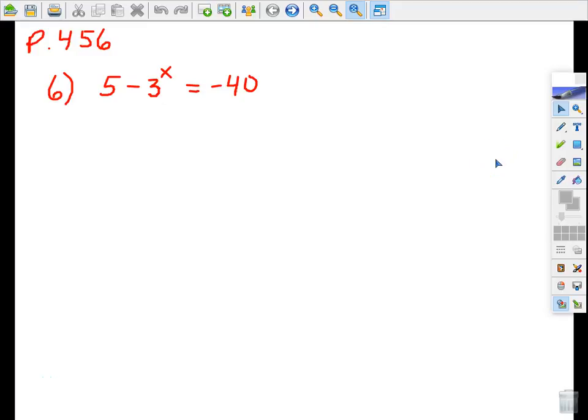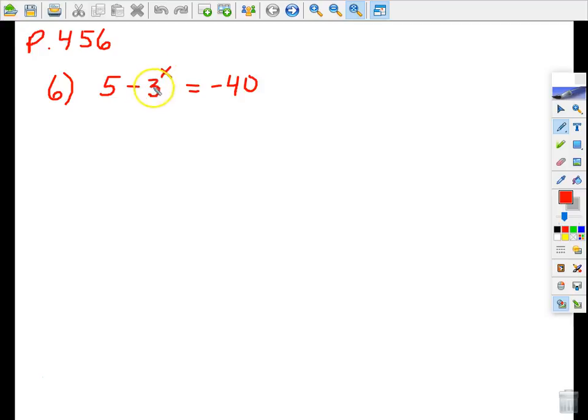Here are some problems from your Section 8.5 homework, starting on page 456. This whole lesson is about solving exponential and logarithmic equations. This particular problem, number 6, is an exponential equation. We talked about this in the lesson when we're trying to solve for the variable, which happens to be the exponent. This particular problem, we need to isolate 3 to the x power first, and then I will show you what needs to be done.